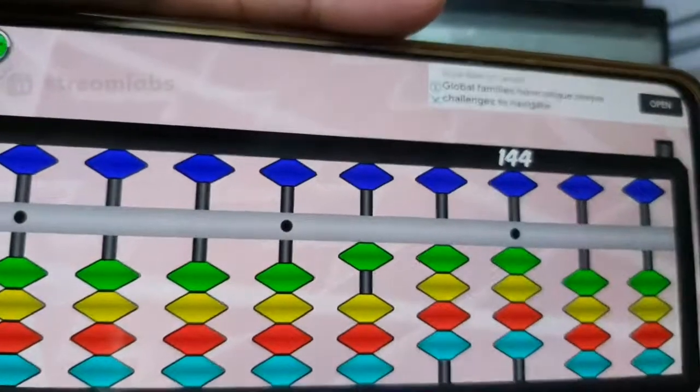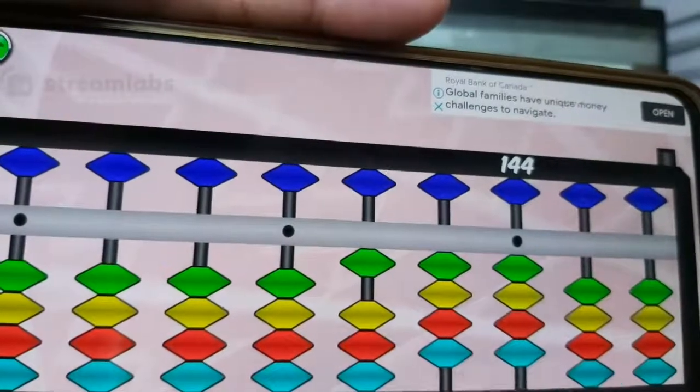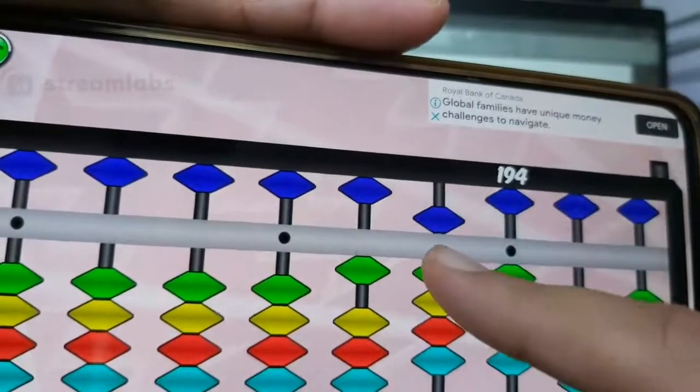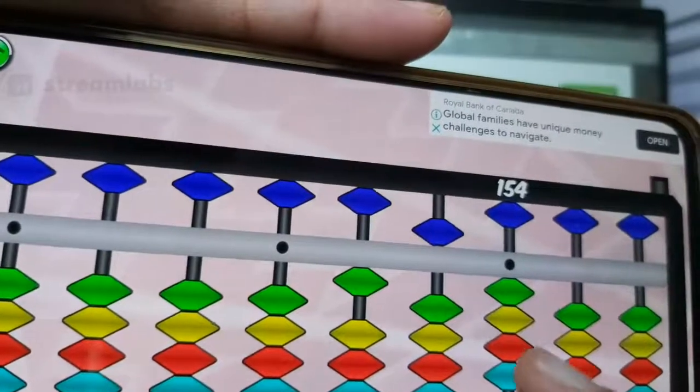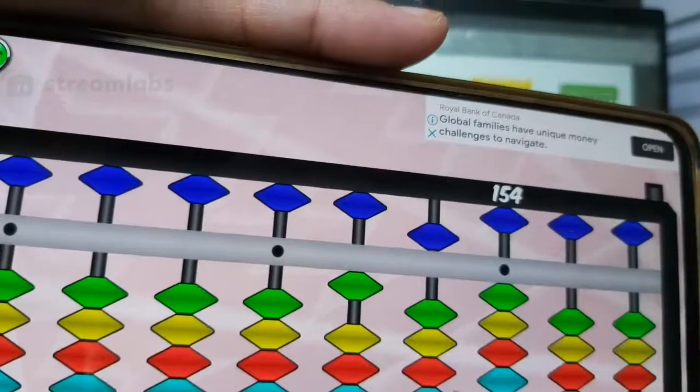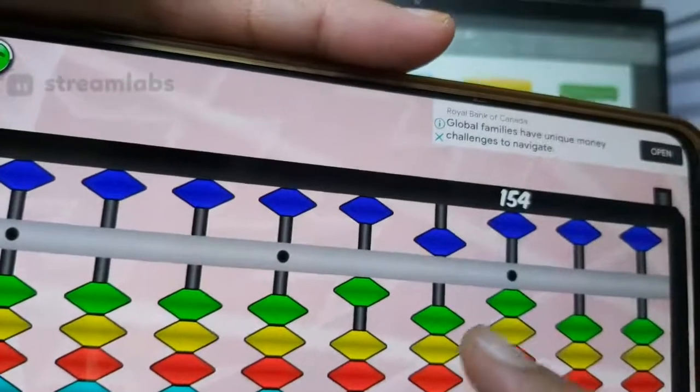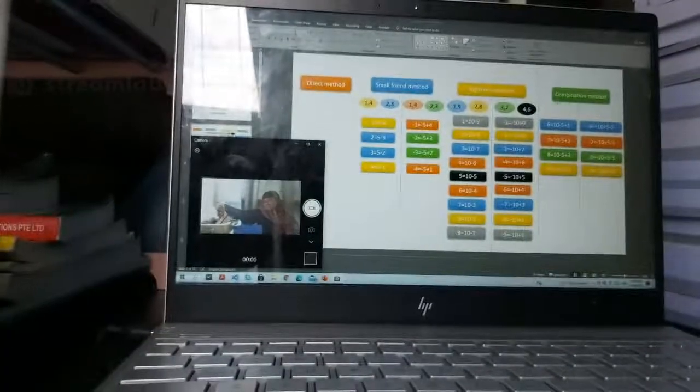So papa means what? Adding 1 here. So plus 5 minus 4. So that if you're adding 1 means you're adding 10 here, okay? So the answer is 154. Okay, next question.